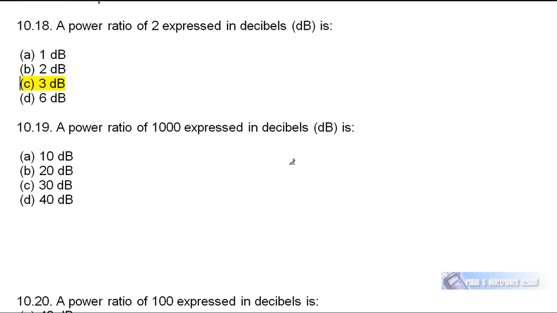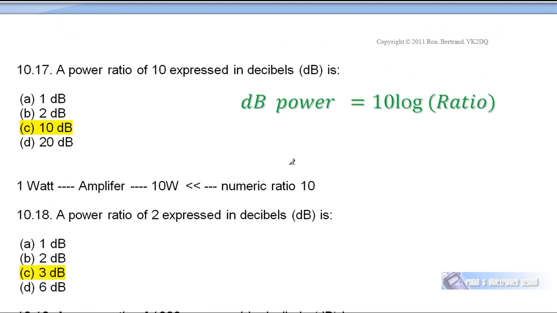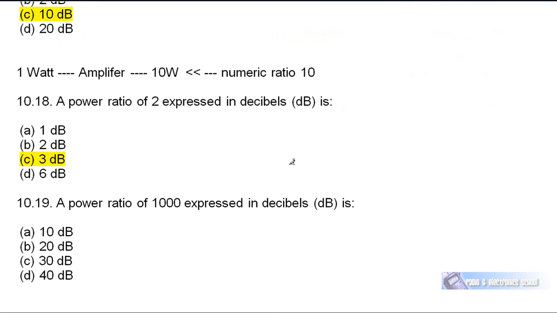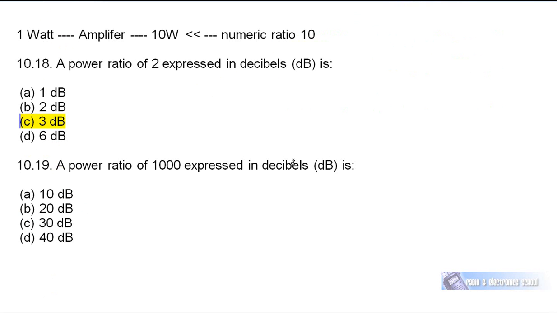Again, we're doing exactly the same thing. We're using this equation up here, a power ratio of 1,000 expressed in decibels. Well, that's 10 times the log of 1,000. I know the log of 1,000 is 3 because 1,000 has 3 zeros, but I'm going to pretend I don't know it.